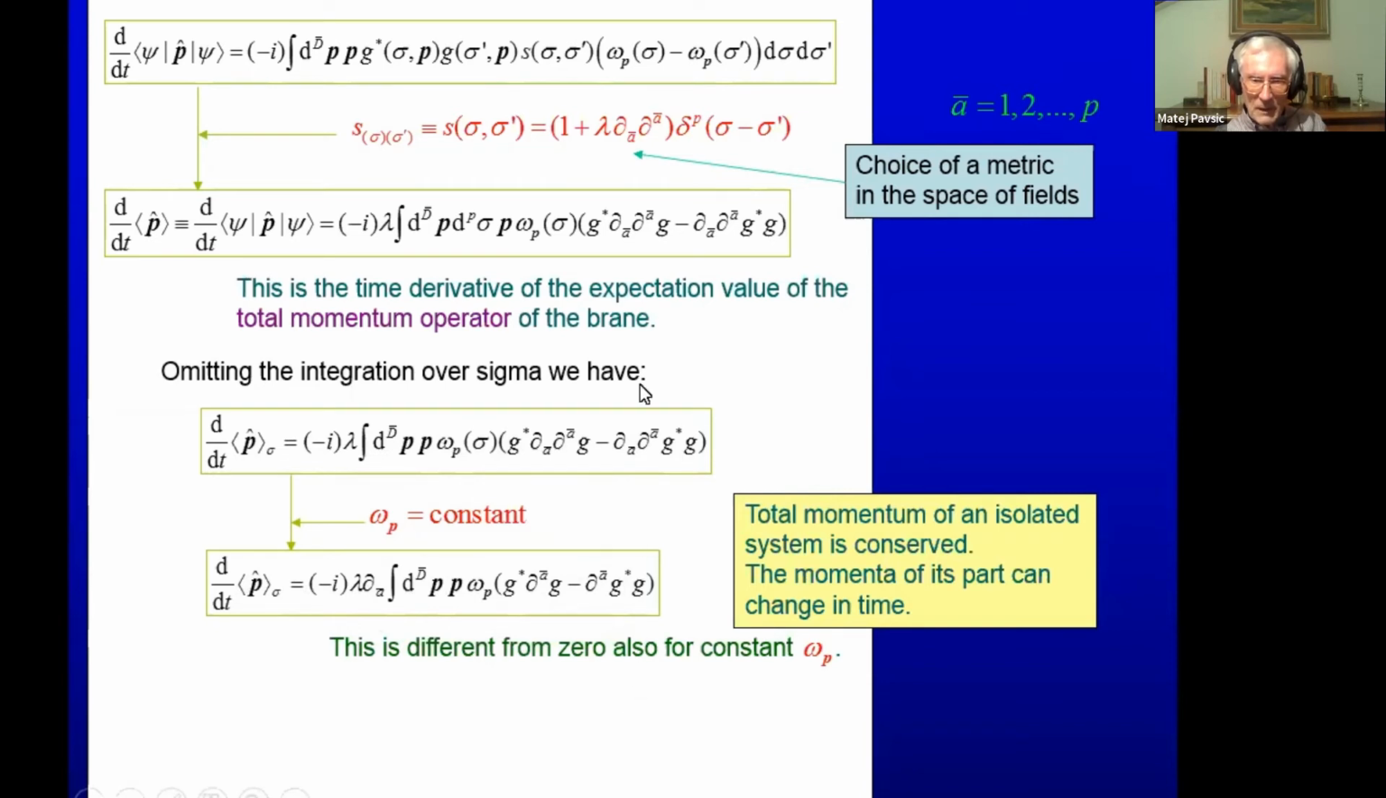But this is now okay, saying that omega is constant, because the overall momentum of the brane, which, if it is free, not interacting with the environment, is of course conserved. But the momentum of the part of the brane, or the segment of the brane, is not constant. Various parts of the brane can move relative to each other, and this is reflected in this expression here.